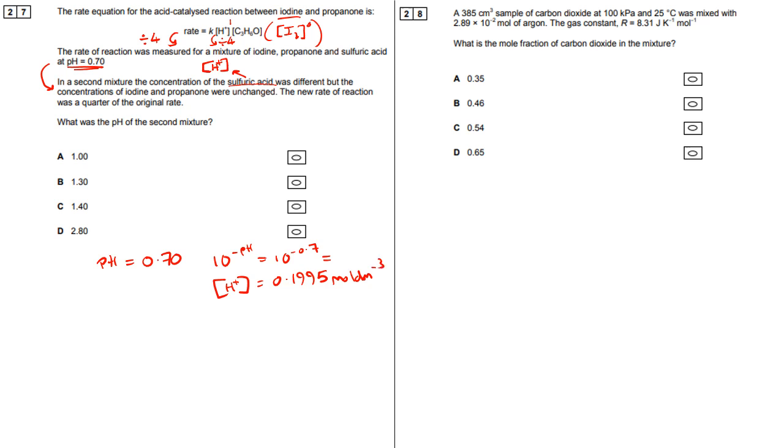In the second mixture, the rate is a quarter, so what's happening to H+, because it's first order again, the hydrogen ion concentration must be divided by 4 as well. So 0.1995 divided by 4 will tell us the new hydrogen ion concentration. 0.04988 moles per decimeter cubed. So what's the pH of the second mixture? If you know the H+ concentration, you can find the pH by doing minus log of the H+ concentration. So minus log of 0.04988 gives us a final pH of 1.30, which links up with answer B there.